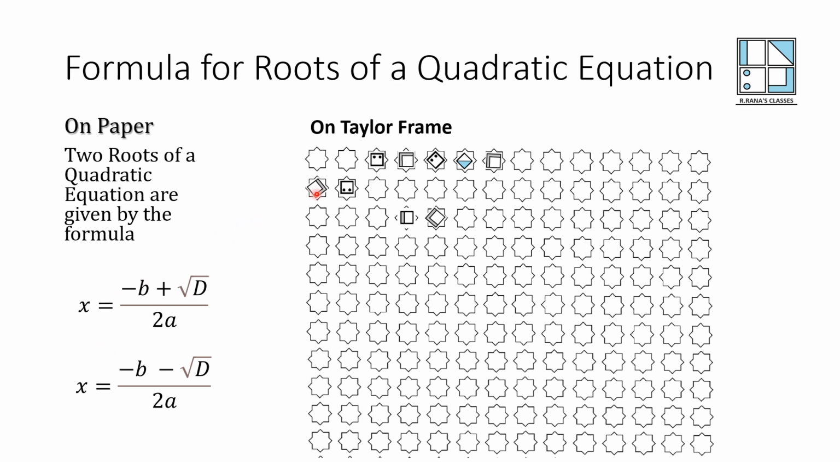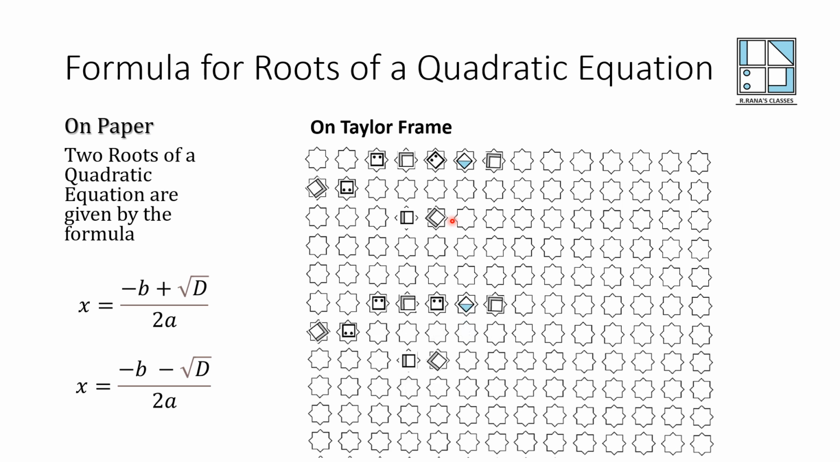Look, the formula x is equal to minus b plus square root of d upon 2a. I think you remember very well that when we write a fraction, we write the numerator in one row, then leave a blank row and write the denominator after it, below it. Okay, so we have easily represented the first root of a quadratic equation.